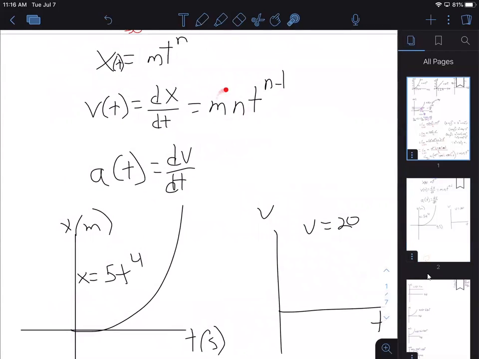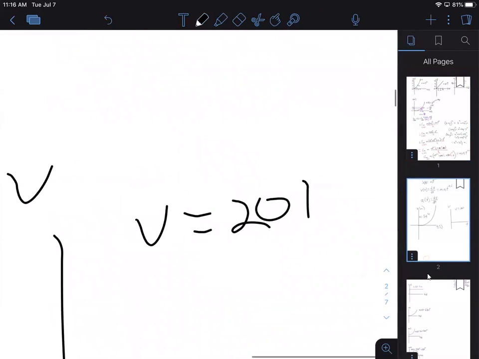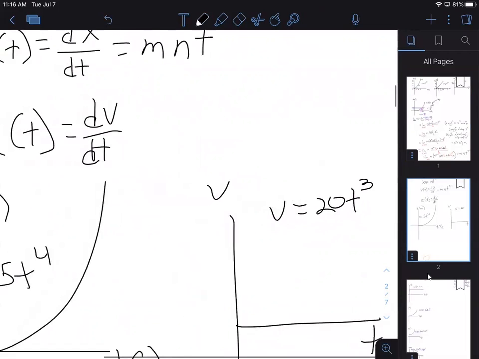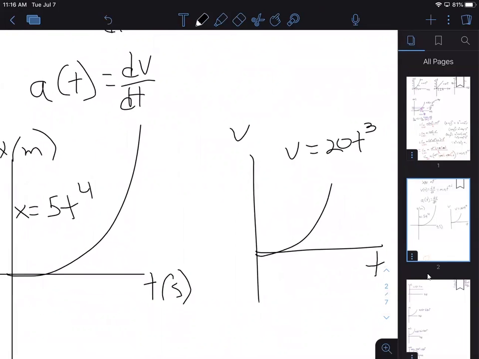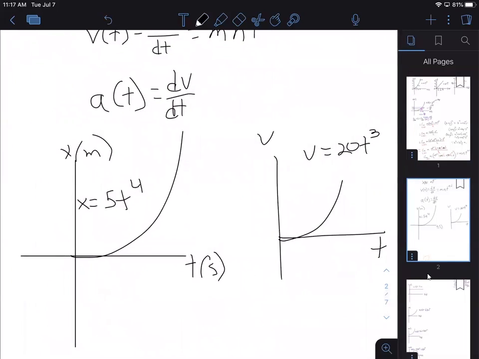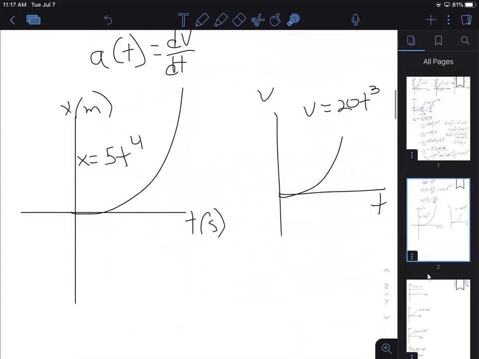So I've done this first bit here. And then 4 minus 1 is 3. So it's going to be 20t cubed. And well, that also just sort of looks like this. I'm just graphing it qualitatively. So there we have it. Finding the velocity using the derivative.